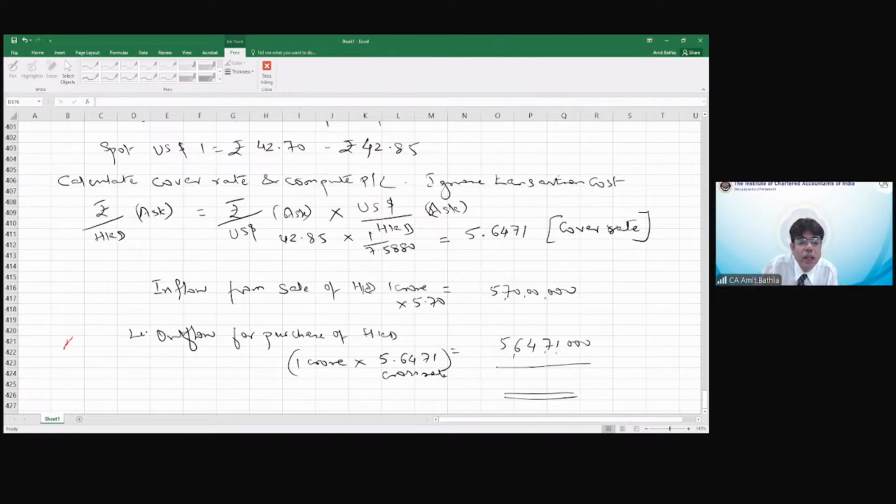And then 5,29,000. 5 lakh 29,000. This is the profit. Am I right? 5,29,000 is your profit, or you can say gain on this particular transaction.